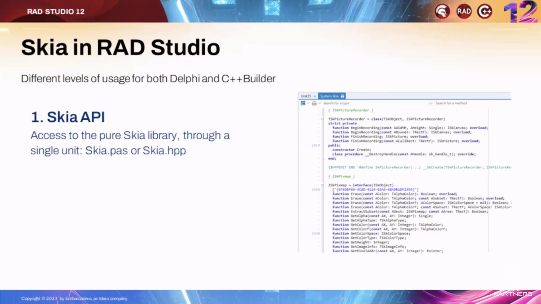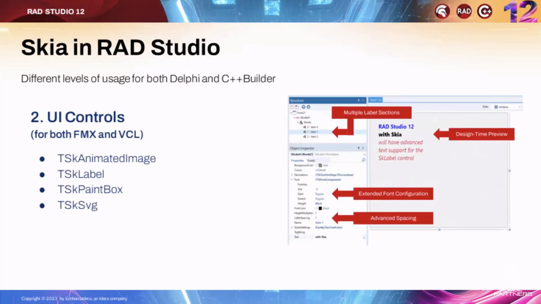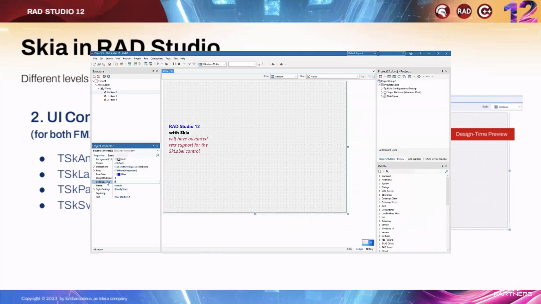There are other and easier ways to leverage Skia in a RAD Studio application. The first and the easiest one is through specific UI controls that you can use and which provide extensive features that are not found in the core platform controls. A very good example is the label, which is depicted here.